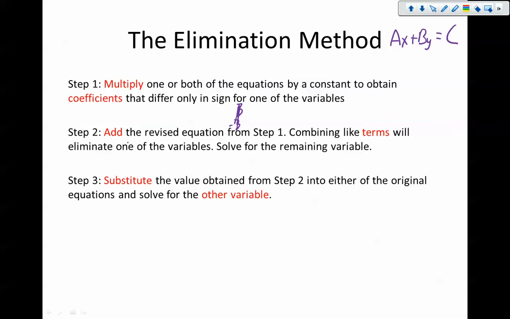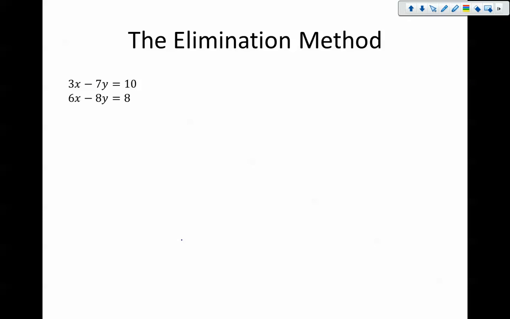Okay? Once you have that, you add them together because when you combine like terms, one of the variables will become 0. Okay? That gives us an equation with a single variable. We solve for that. Then we do step 3, which is the same as in substitution, where we plug it back in. So let's go ahead and do an example of this.